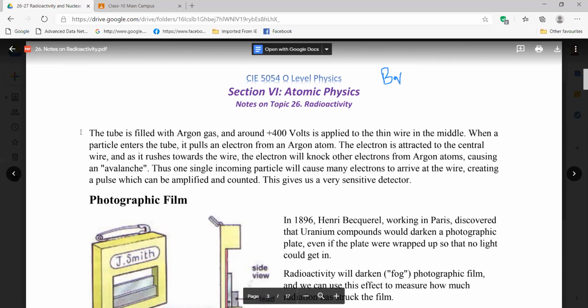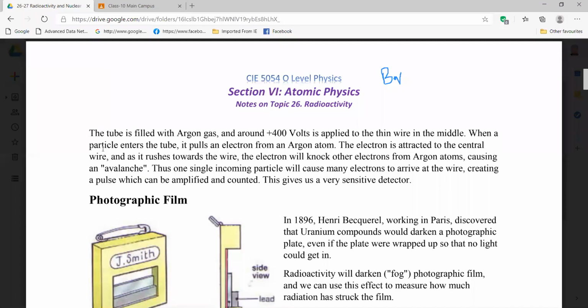So you understood, right? What I explained is written here, and avalanche means plenty of electrons. When there are lots of electrons all together, this process is called an avalanche. So this part is clear to you?